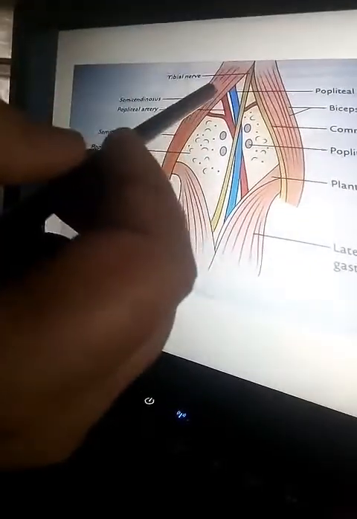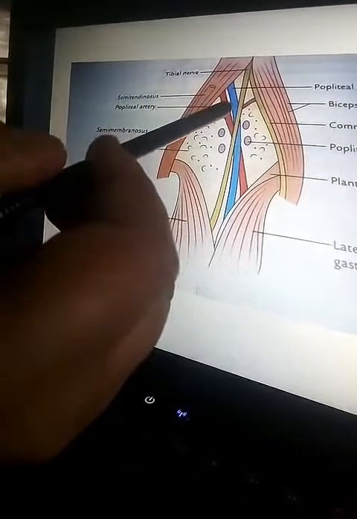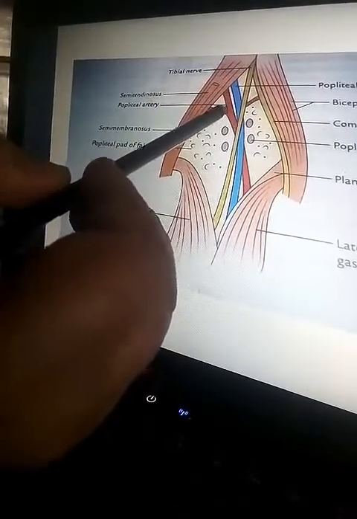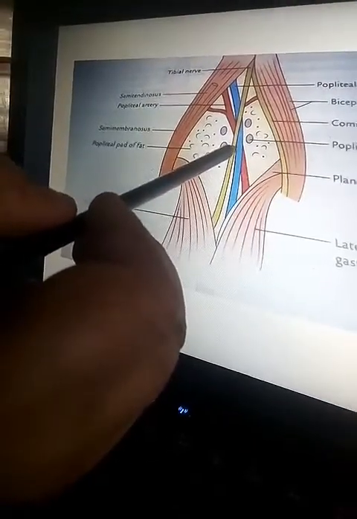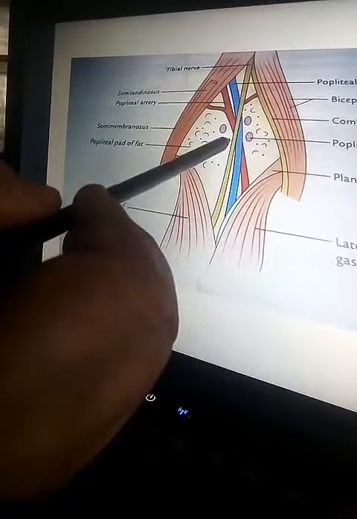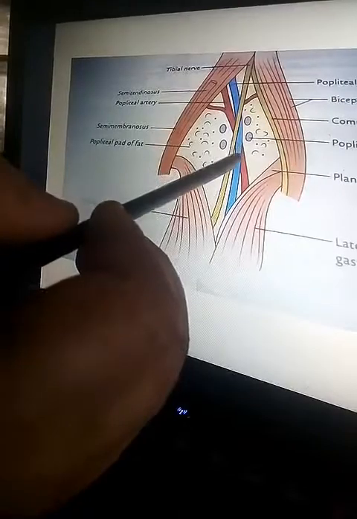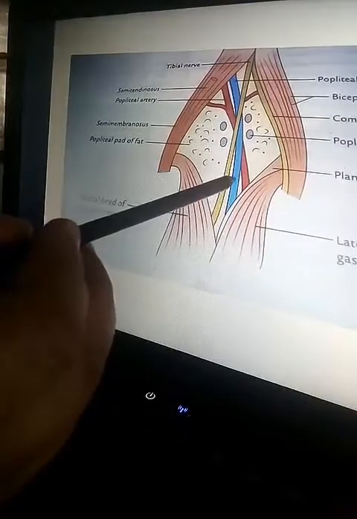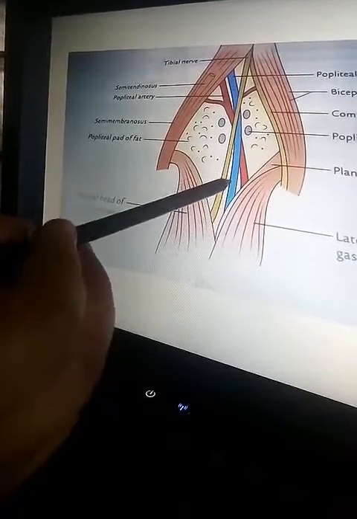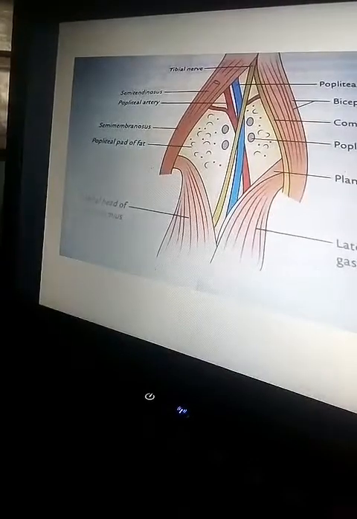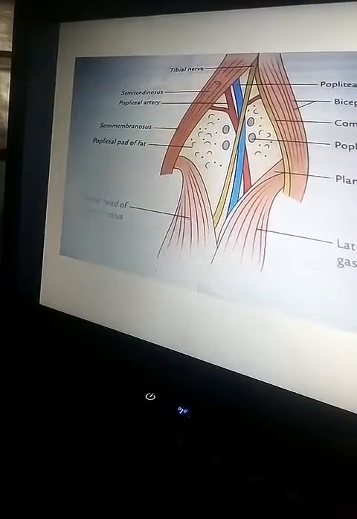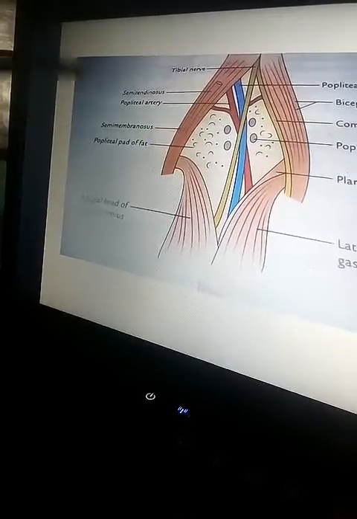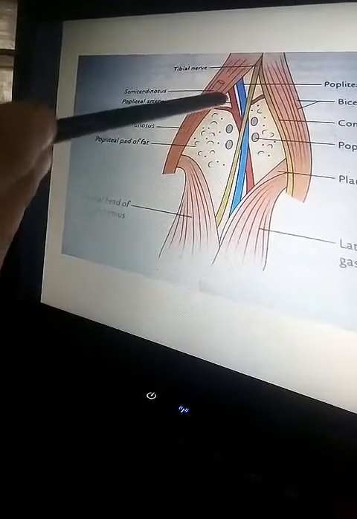In the upper part of the fossa, from the lateral to medial side, there is nerve, vein and artery. In the middle part of the fossa, from superficial to deep, we have nerve, vein and artery. And in the lower part of the fossa, from lateral to medial side, we have artery, vein and nerve. So this is an important thing which will be asked in your exam, the relationship of the nerves and vessels in the popliteal fossa.